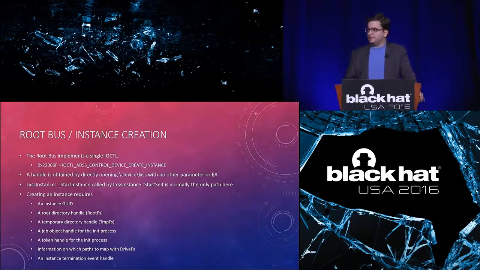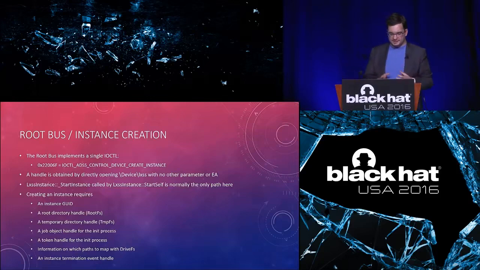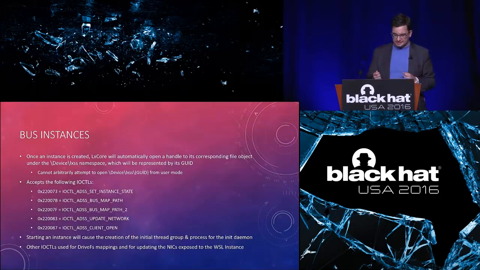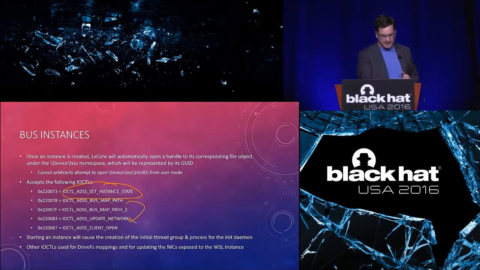So the root bus has a single ioctl that the Linux manager calls, the LXSS manager ioctl. This sets up an instance: it creates the GUID, mounts the file systems, creates a job object, passes the token, and tells us what to map inside the mount points, basically defining what the instance is going to look like. Nothing starts yet. Once the instance is created, you get a handle to the instance, and then there's an ioctl there, set instance state, and the LXSS manager service starts the instance.